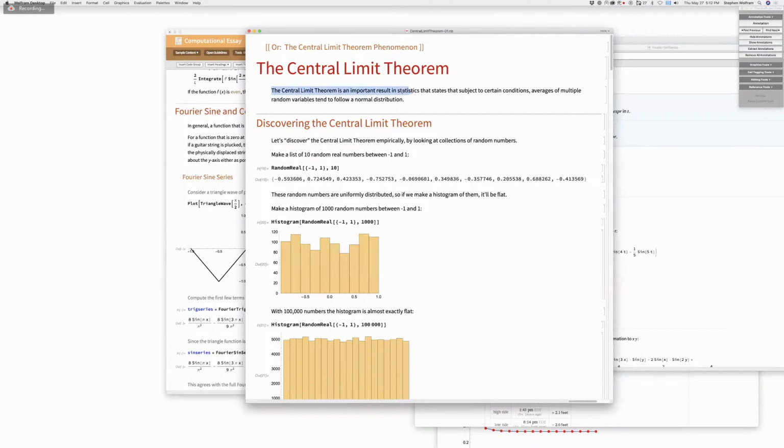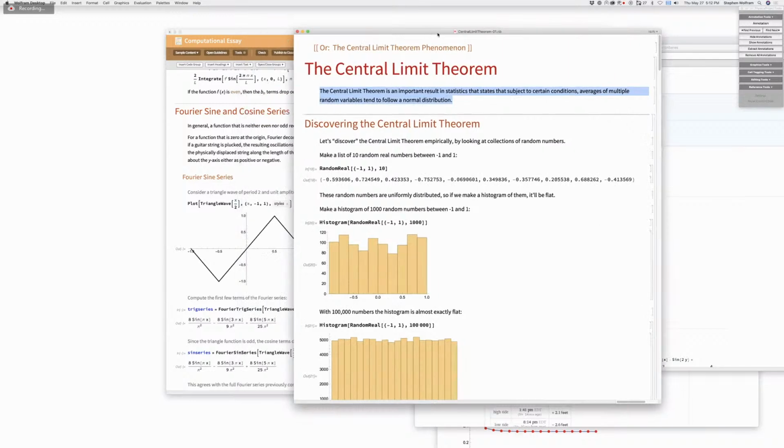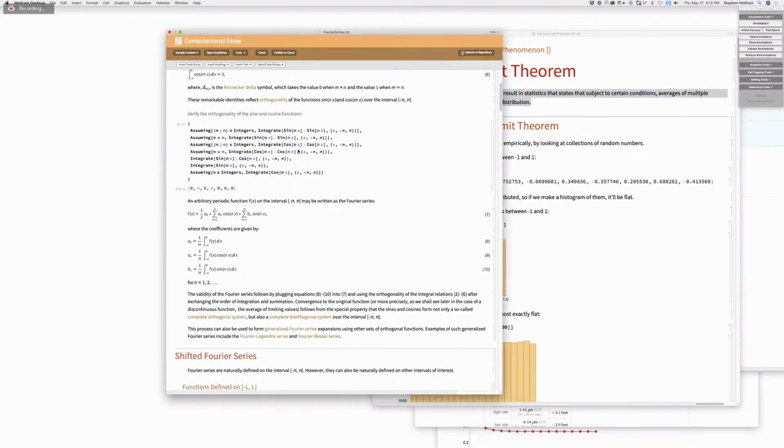Okay, so first point is, it's an important result in statistics. I don't know whether you can argue about that, but it seems useful to me to say that. So what is the analogous statement for Fourier series?